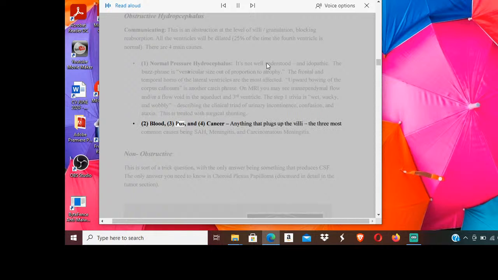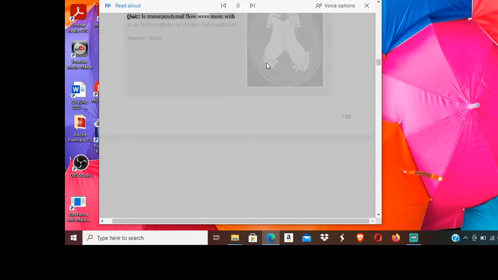2. Blood, 3. Pus, and 4. Cancer, anything that plugs up the villi, the three most common causes being SAH, meningitis, and carcinomatous meningitis. Non-obstructive: this is sort of a trick question, with the only answer being something that produces CSF. The only answer you need to know is choroid plexus papilloma, discussed in detail in the tumor section. Quiz: is transependymal flow seen more with acute hydrocephalus or chronic hydrocephalus? Answer: acute.